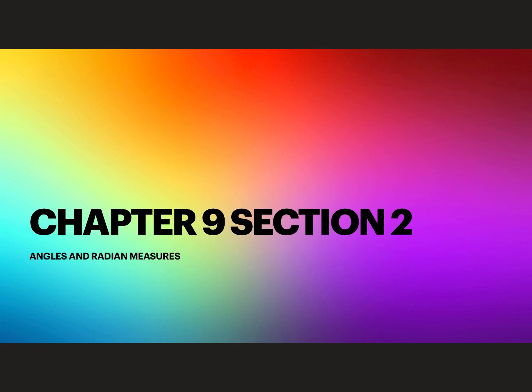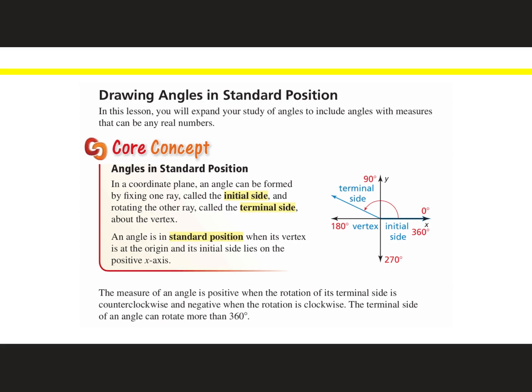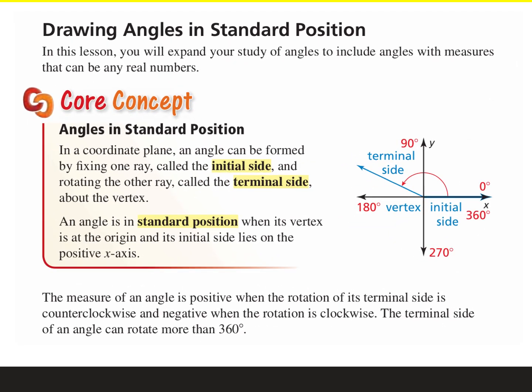All right, 9.2, we're talking about angles and radian measures. So we're going to be drawing angles in standard positions. We always start at an initial side, which over here to the right, this is 0 degrees. This is where we start. This is our initial side to the right. Our terminal side is where we end. So this would be the angle that we're talking about from 0 to here.